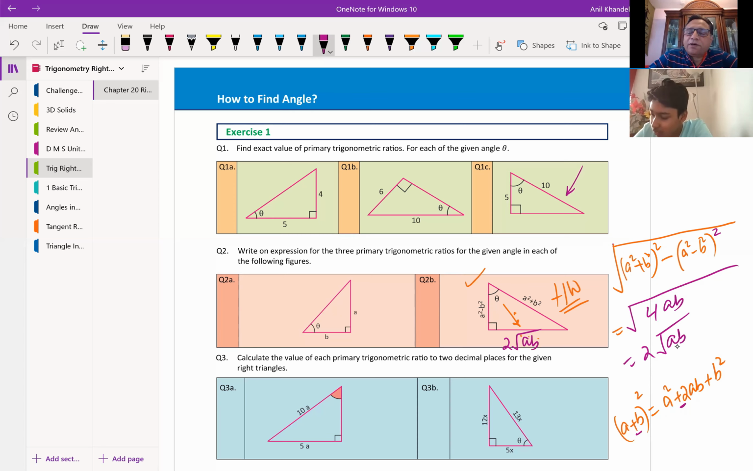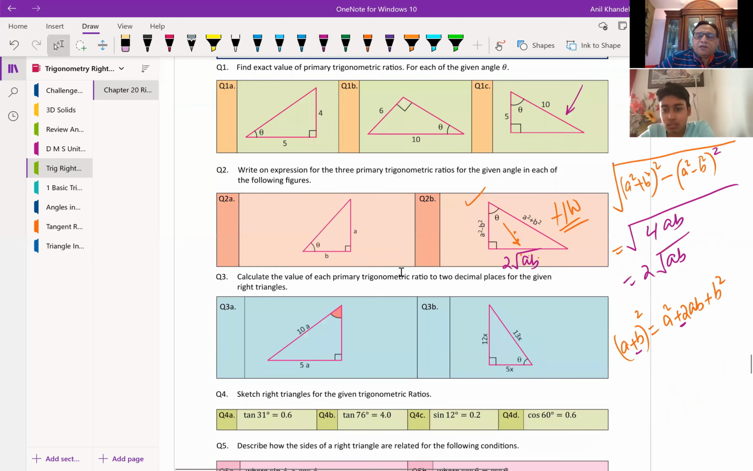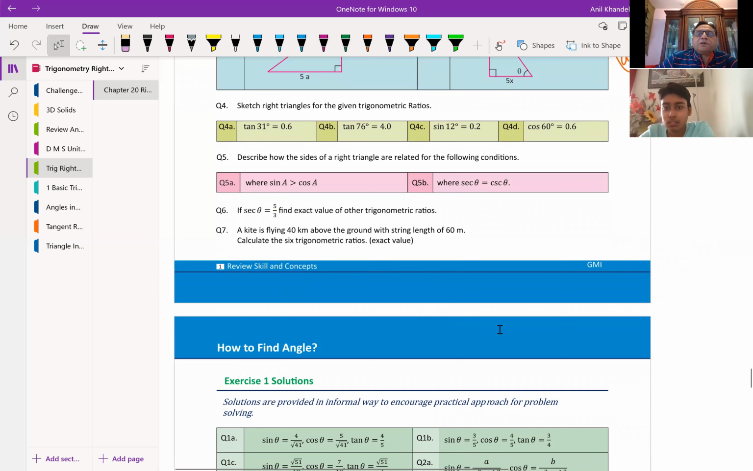And now you can write down the trigonometric ratio. Yeah, sure. You get the idea. So you could have this kind of a question in your test. And there are many other questions here which you can see, right? So we'll just move on with this particular thing.